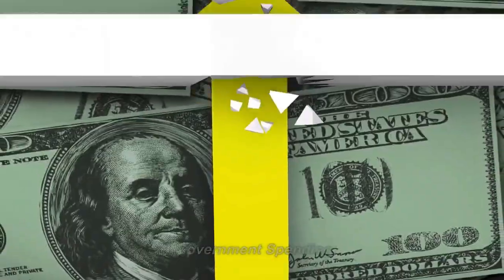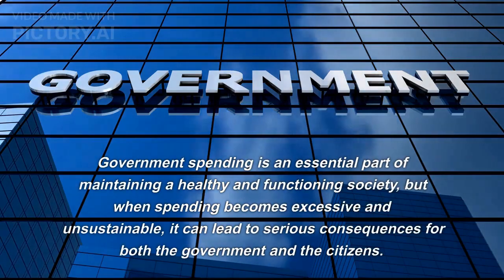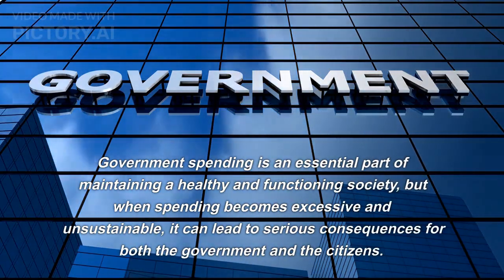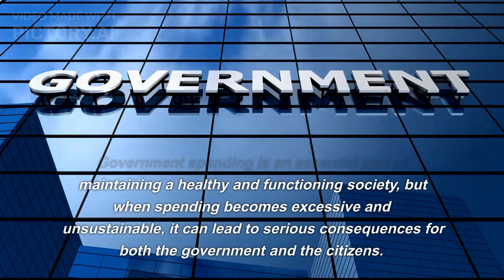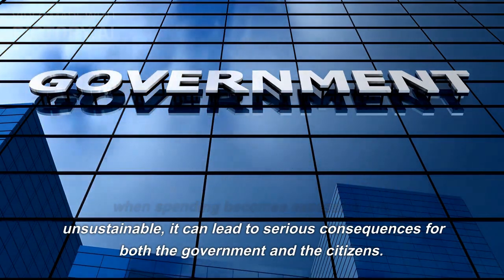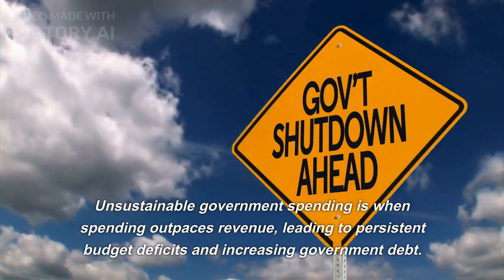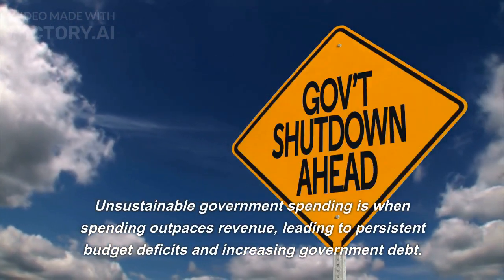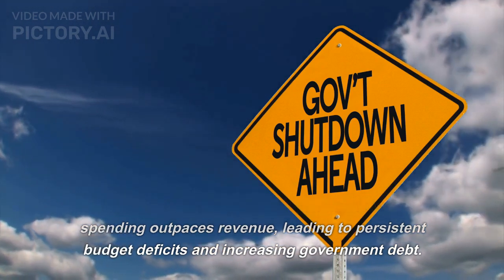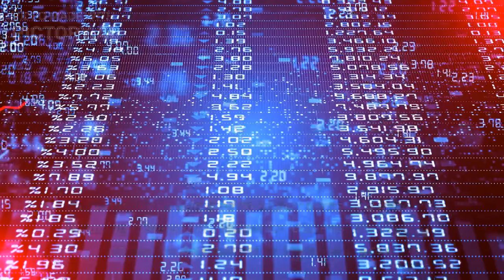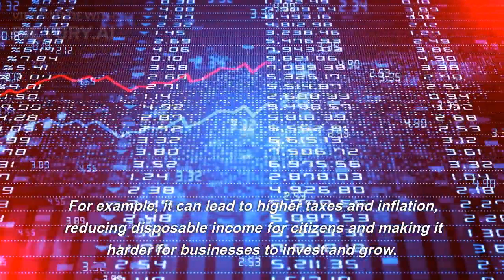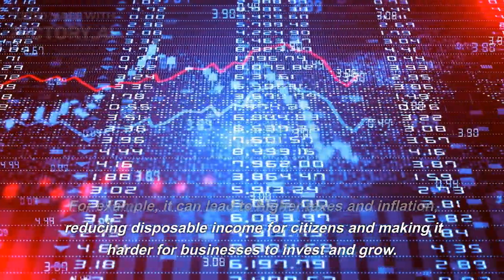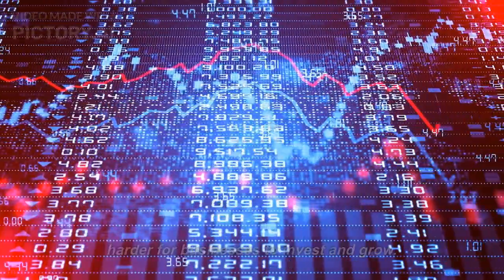1. Government spending. Government spending is an essential part of maintaining a healthy and functioning society, but when spending becomes excessive and unsustainable, it can lead to serious consequences for both the government and the citizens. Unsustainable government spending is when spending outpaces revenue, leading to persistent budget deficits and increasing government debt. For example, it can lead to higher taxes and inflation, reducing disposable income for citizens and making it harder for businesses to invest and grow.